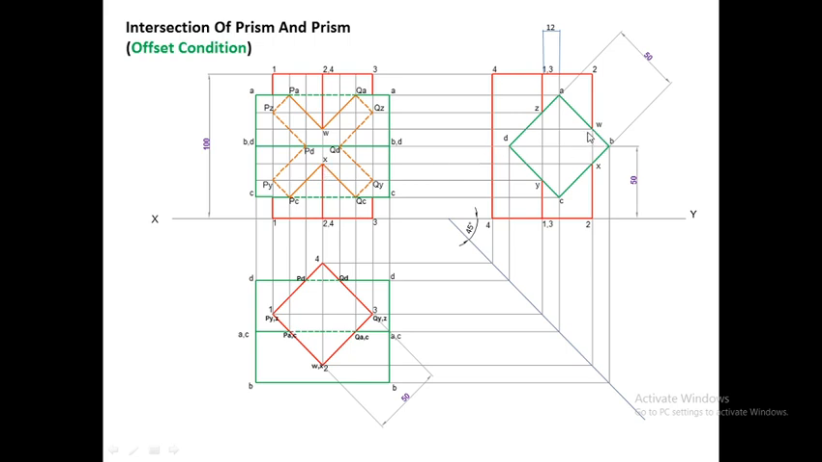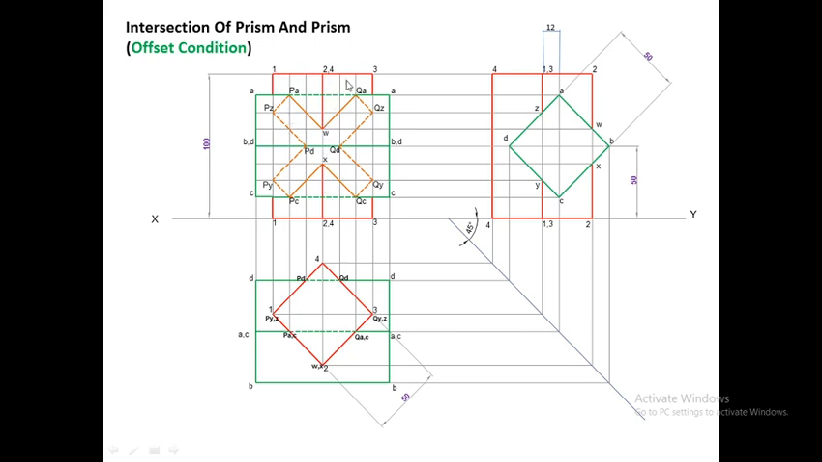You can see that this portion from W to X is not existing since this part is removed or this edge is removed due to the insertion of the horizontal square prism. So the edge will not exist here. So we have to draw nothing but a light line from W to X. Only this portion will exist.